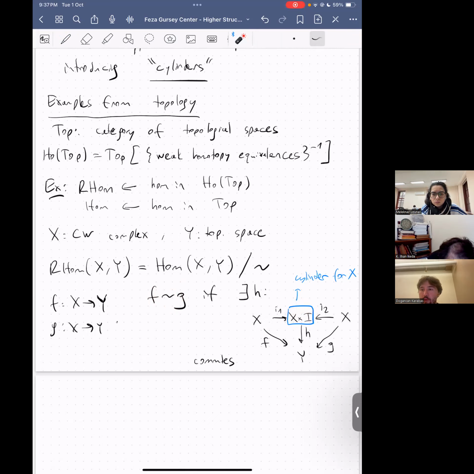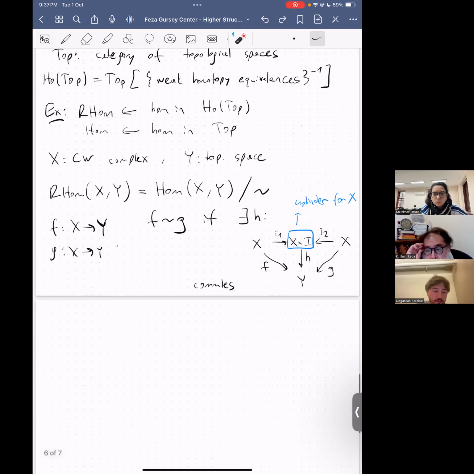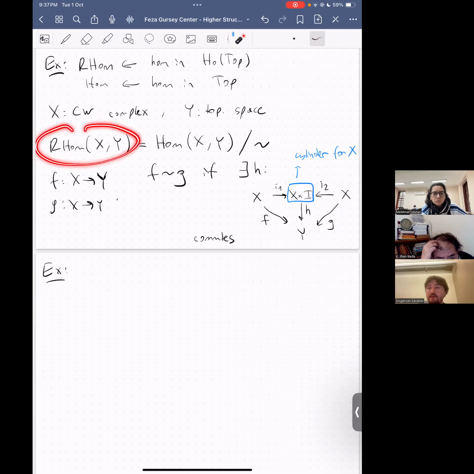So basically, the takeaway here is I can describe RHom using the usual Hom and using the cylinder object. So I use the cylinder object to define it. Of course, cylinders in topology are cylinders. I will make an analogy later, but this is just a cylinder. So as I showed now, we can understand RHom in topology.